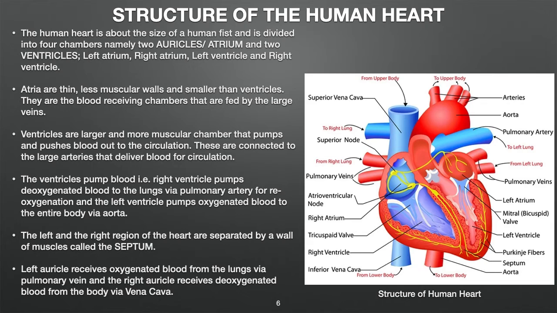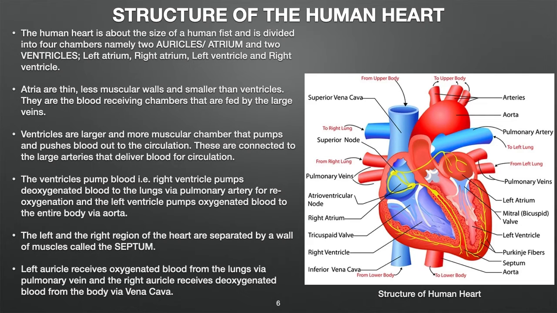So these are connected to the large arteries that deliver blood for circulation. So the ventricles pump blood. That is, the right ventricle pumps the deoxygenated blood. Always remember the right side contains deoxygenated blood and the left side of the heart contains oxygenated blood. So the right ventricle pumps deoxygenated blood to the lungs.